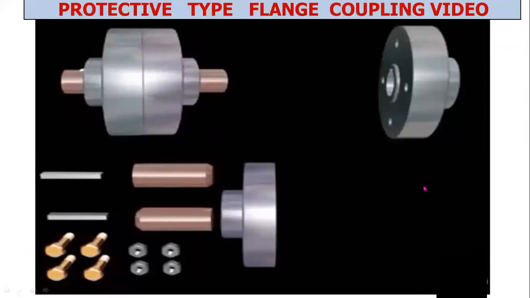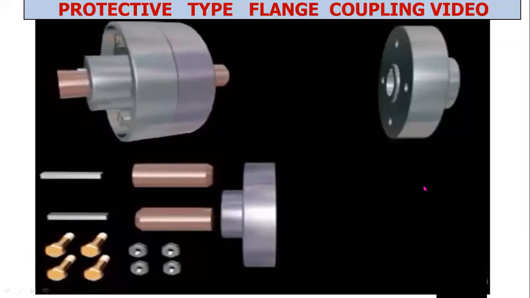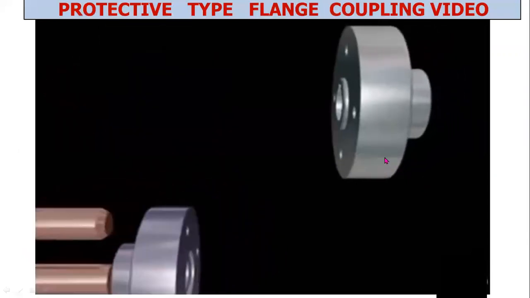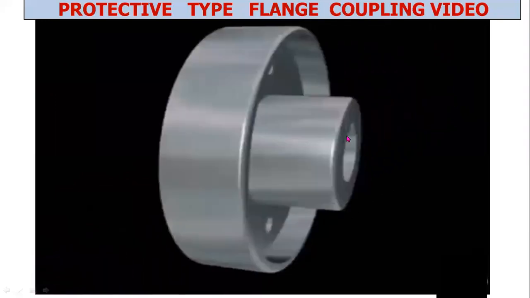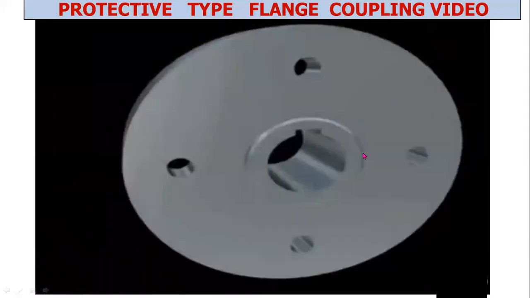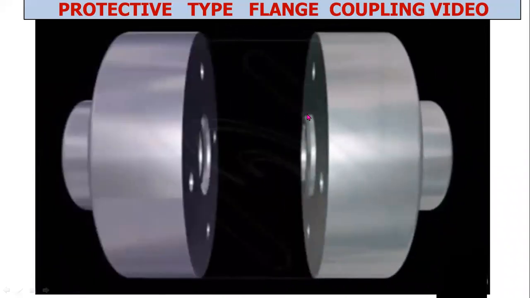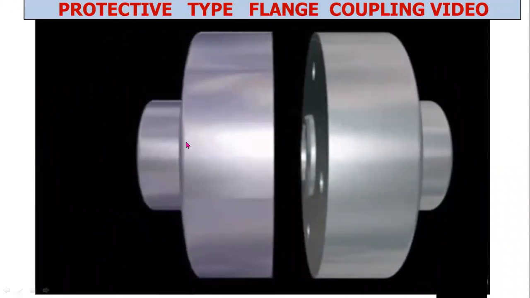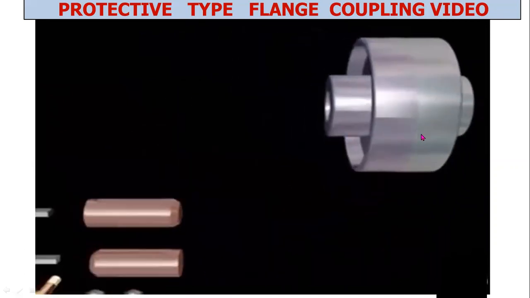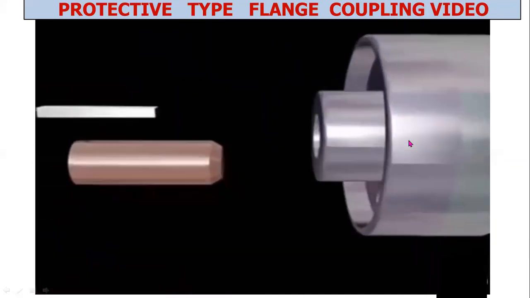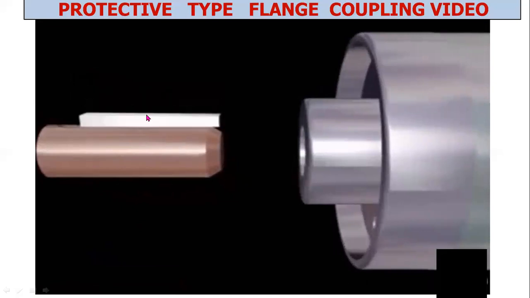This one is another type of flange type rigid coupling. This one is a protector type flange coupling. These two are the flanges. This one is left side flange. This one is the right side flange. This one is a shaft and this one is a key.